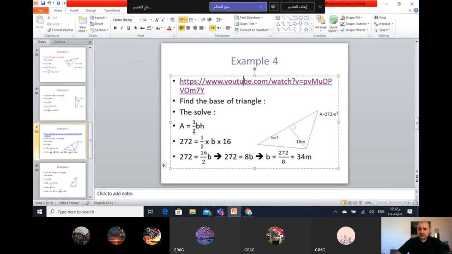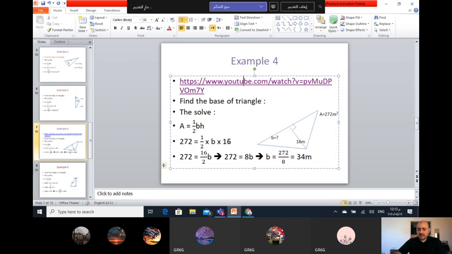A equals 1 over 2 multiplied by the base multiplied by the height. I know the value of the area. A equals 272, so substitute here. A equals 272. On the next side, we have 1 over 2 multiplied by the base. The base is missing, so b is a variable here. And the value of h, the height, will be 16.